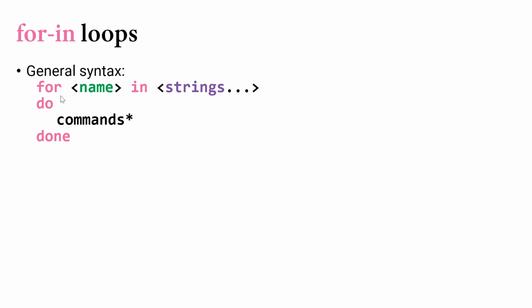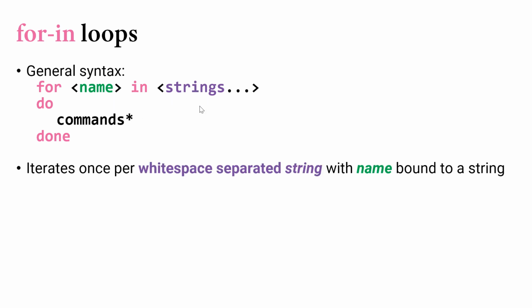But the syntax starts with for, and then we give a name to the variable that we want to access each item individually by in the body of the loop's iteration. And then our list of strings, which are the values that we will iterate over. The do syntax sets off the body of the for-in loop, and inside of the body of the for-in loop, we can have commands. And again, we're going to have a variable that goes by whatever name we give it that we can access per each iteration that gives us one of these strings individually.